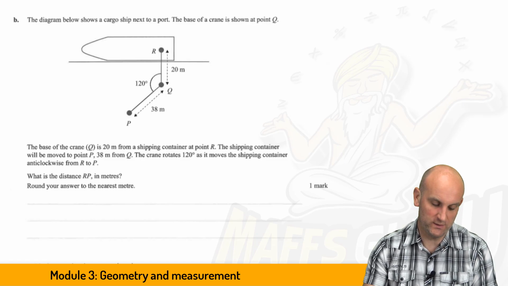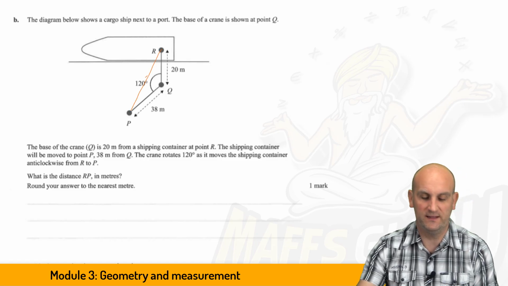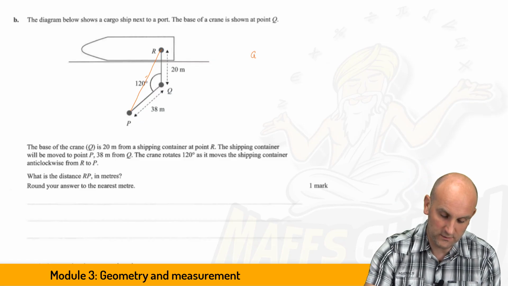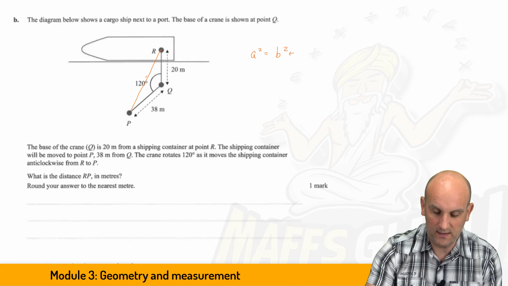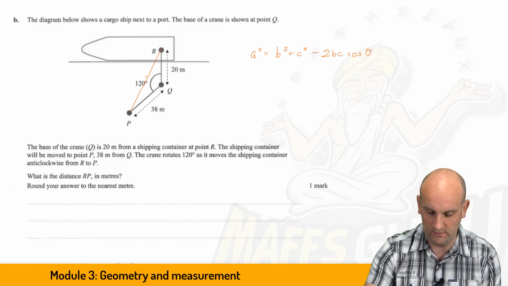Crane rotates 20 degrees. What is the distance RP? So there we go. This is basically looking for that distance, which is the cosine rule. And because we know that with the cosine rule, a squared equals b squared plus c squared minus 2bc times the cosine of the included angle.